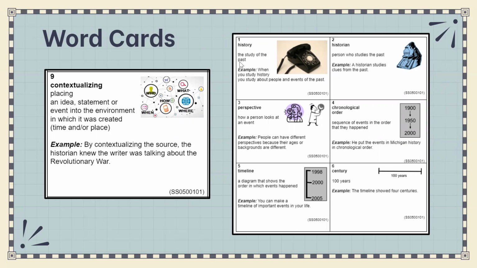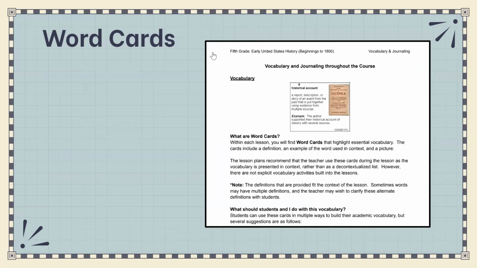MC3 has word cards built into every single lesson. So they look just like this. These are word cards out of lesson 1. They always include the word, a definition that is written in 5th grade friendly words. They have an image that represents that word. And then there's always an example where the word is used in context. So it depends on the lesson. Some lessons have multiple word cards, so some have fewer. It just depends on what the topic is. But these word cards play a really important role in the course.